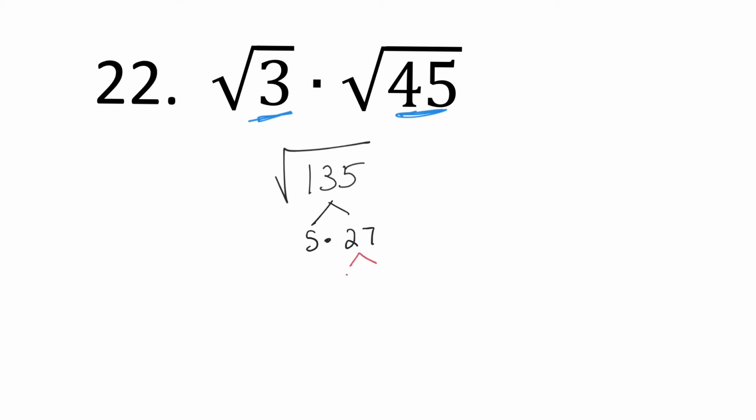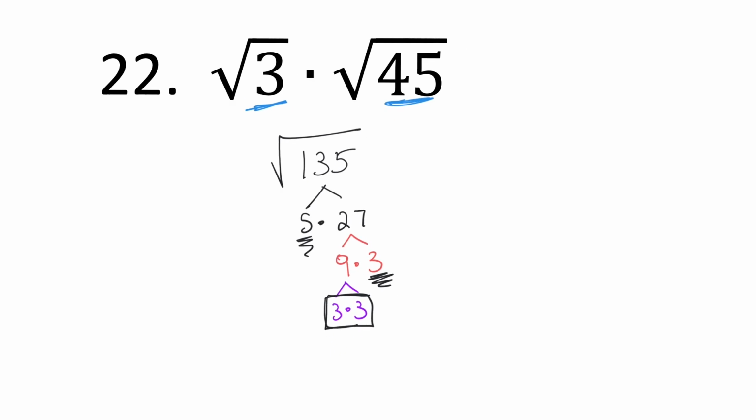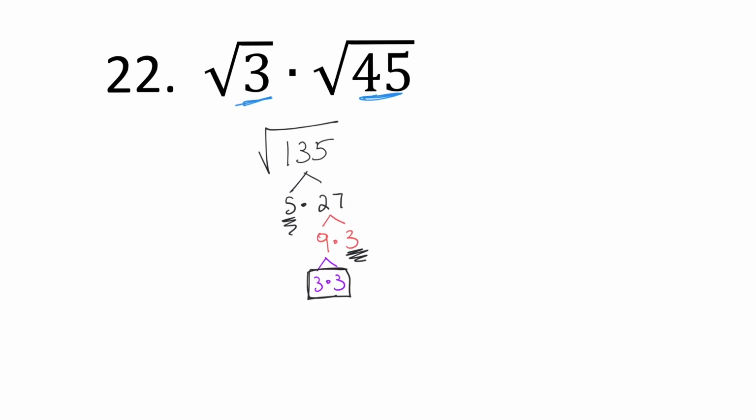27, you can break it down to 9 times 3. And the 9, you can break it down to 3 times 3. So I can make a pair of 3's here. And this number 3 doesn't have a pair, and the number 5 doesn't have a pair. So I'm going to keep the radical. The 3 goes outside, the one that has a pair, and the 5 times the 3 goes inside of the radical. So this is going to equal 3 square root of 15.